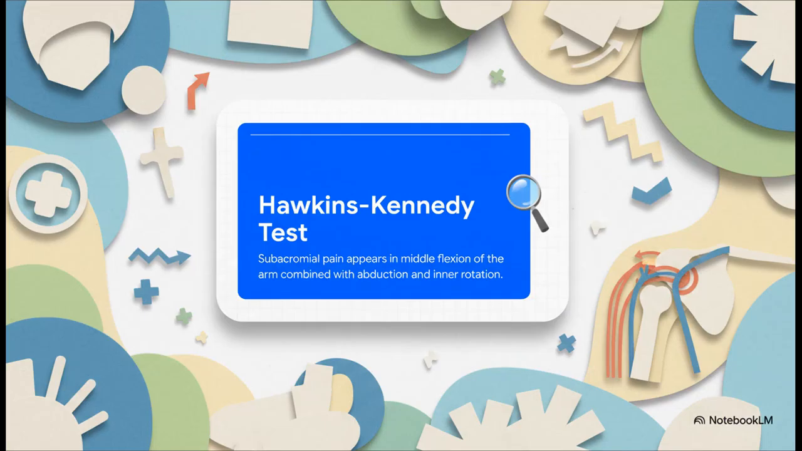And rounding out our impingement tests is the Hawkins-Kennedy test. Just like the Neer test, the whole point here is to mechanically narrow that subacromial space. So you'll flex the shoulder and elbow to 90 degrees, and then you internally rotate the arm. What this does is it drives the supraspinatus tendon right up against the coracoacromial ligament. If there's impingement, that's going to be painful.